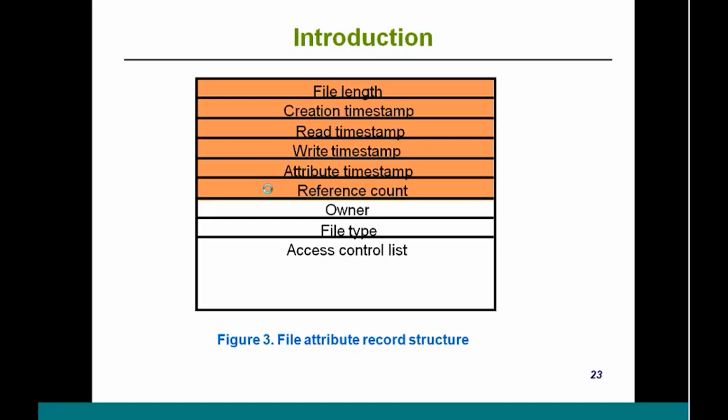And then there is also the owner and the file type, and then who can or cannot access the file. This is called the access control list, and that's also provided so that it goes with the file. If the user is not authorized, then it won't let you proceed. You won't be able to read that file.